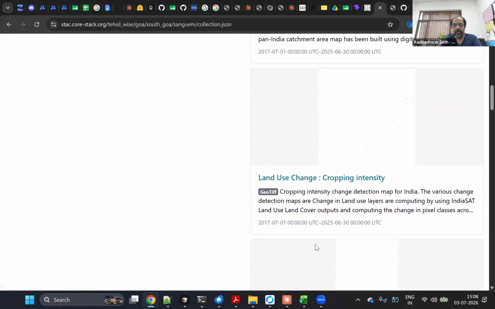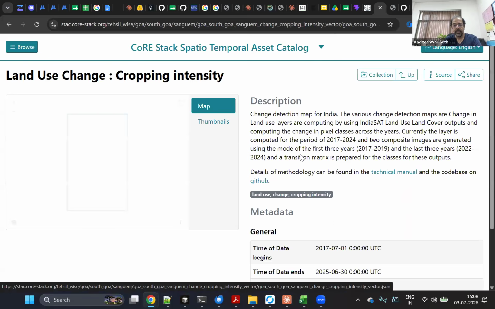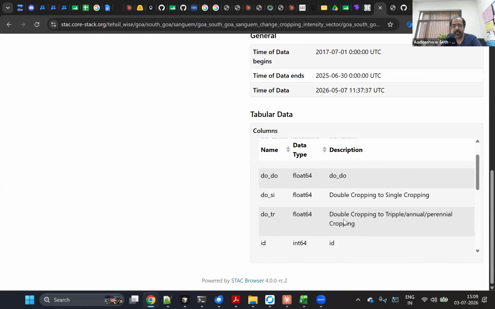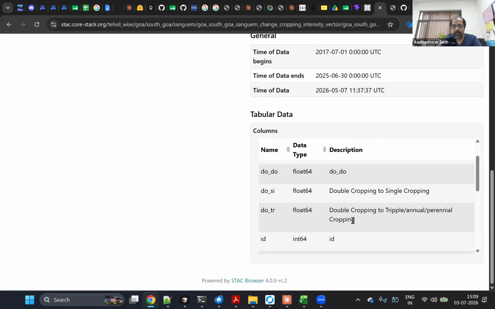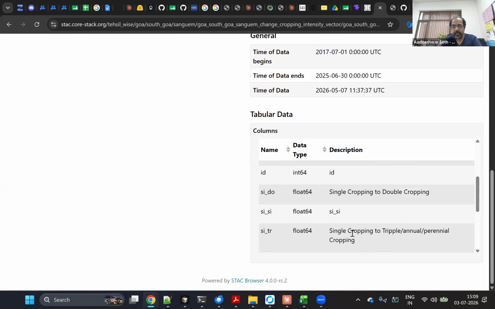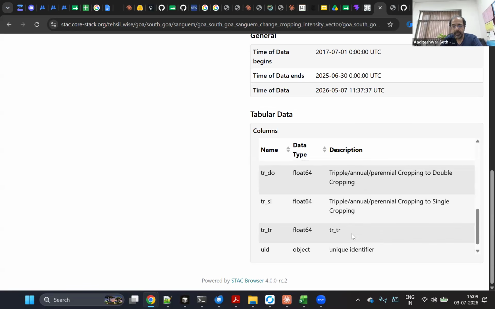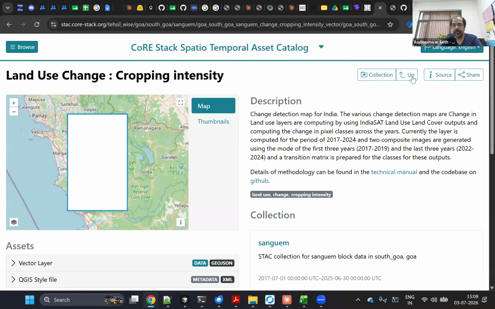So, how is land use changing over time? In this micro watershed, the metadata tells you what the area of the micro watershed is, and how much area has changed from double cropping to single cropping, so it has reduced, or double cropping to triple cropping, so the cropping intensity has increased. Single to double, single to triple, and so on. So that whole matrix of changes from one class to another class. This is just one of the examples.